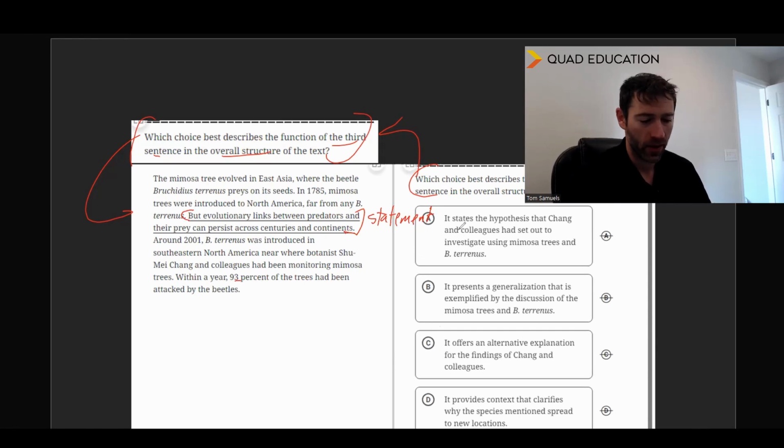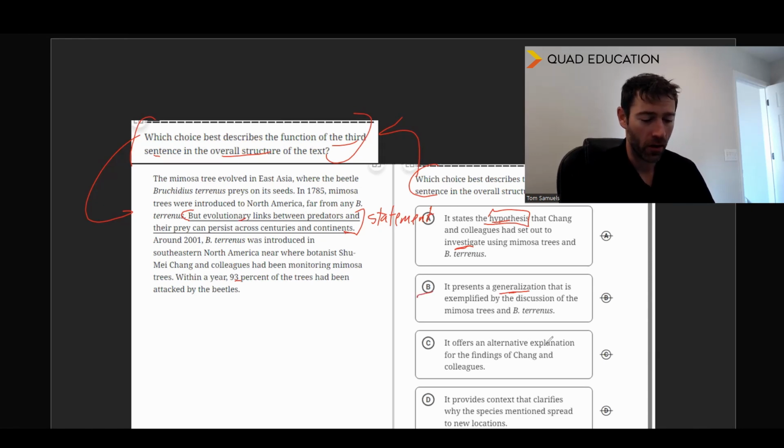It states that the hypothesis that Chang and colleagues, I already don't like the fact that it says hypothesis. The hypothesis that Chang and colleagues had set out to investigate using mimosa trees in the beetle hypothesis would be they figured this because of that or something to that effect. And they're not really investigating it. I sort of, but I mostly don't like the fact that it says hypothesis. It presents a generalization that is exemplified by the discussion. I do like that it's not a hypothesis. It is sort of just a statement, general statement. Links between predators and prey, very general. So I don't mind this one.